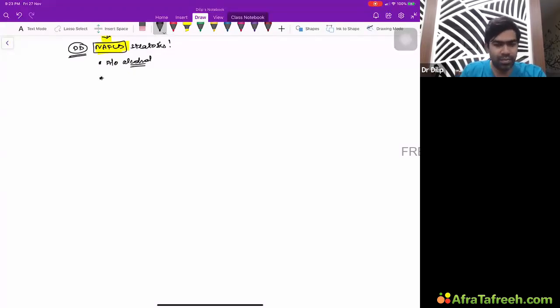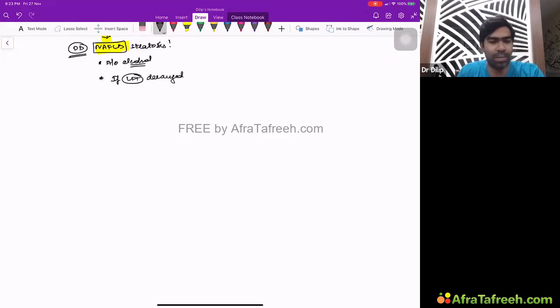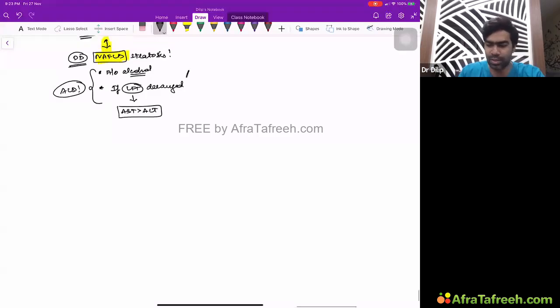Then the second thing that differentiates: suppose LFTs are deranged, it's very uncommon to happen in a non-alcoholic fatty liver disease stage. But in case LFTs are deranged, typically your AST levels will be more than ALT levels. So this is very, very important. So these two things will go towards an alcoholic liver disease rather than a non-alcoholic fatty liver disease. Because in non-alcoholic fatty liver disease, one of the important things to happen is ALT levels will be more than AST, which we'll be discussing subsequently.